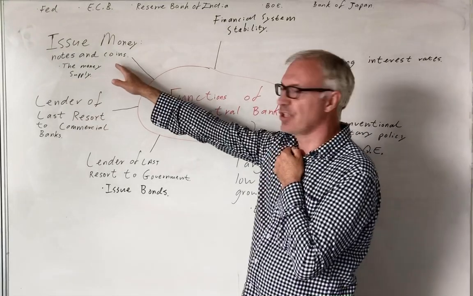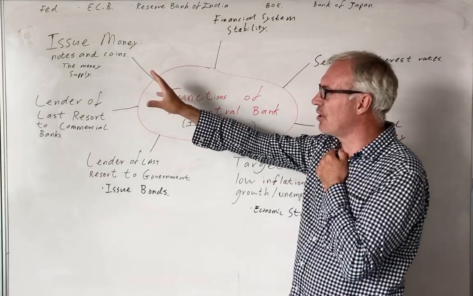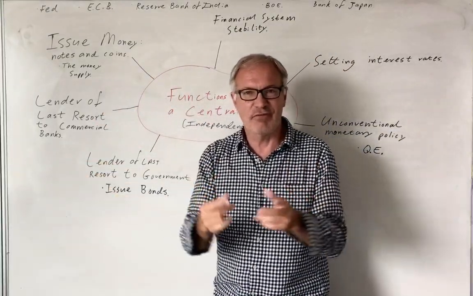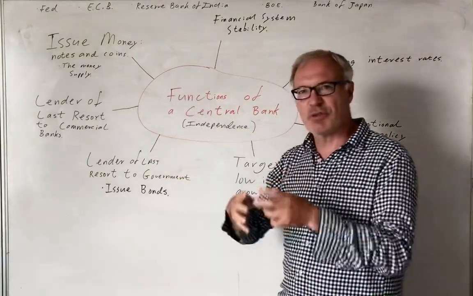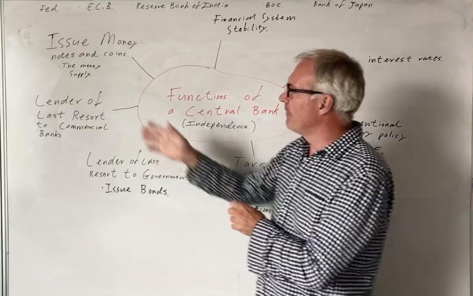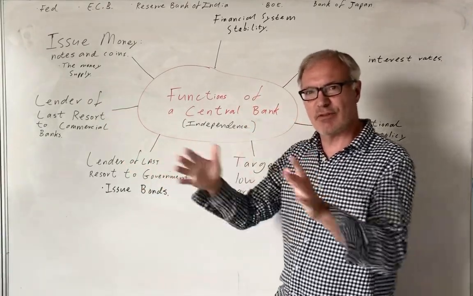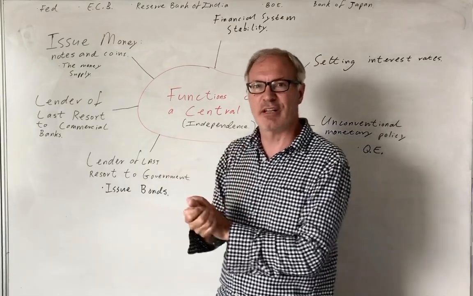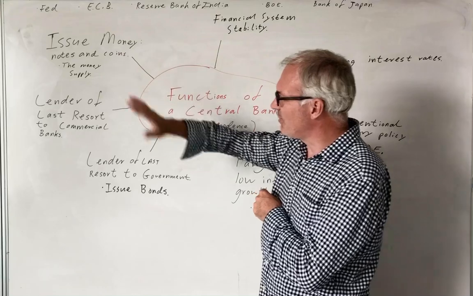Of course, the key, historically important function is issuing notes and coins, trying to prevent forgeries in doing that, and so being responsible for the money supply. Notes and coins can influence broad money, and through banking regulation you can also influence broad money. So issuing notes and coins and controlling the money supply is very important.